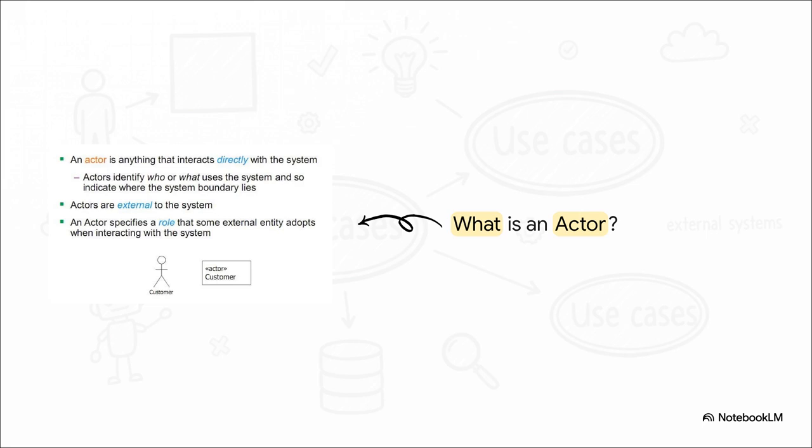Also, keep in mind that an actor specifies a role that someone or something adopts. It's not a specific person, like, say, John Smith. It's the role they're playing at that moment. They might be a customer, a dispatcher, or, hey, even another computer system entirely.